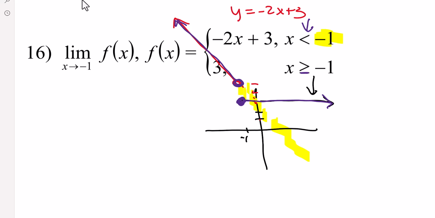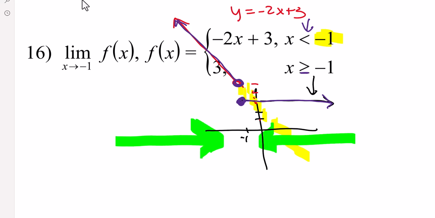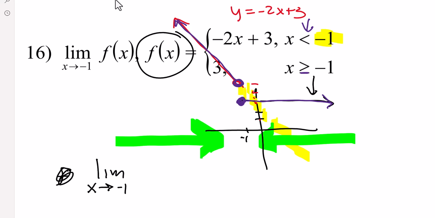Now, it's asking you, as you're looking from this direction and from this direction, are those two things the same height? They are not. So you would say the limit as x approaches -1, see how there's two functions? Well, both of those pieces make up that function. So you would say f of x and then just does not exist.